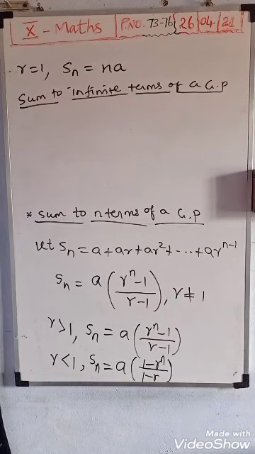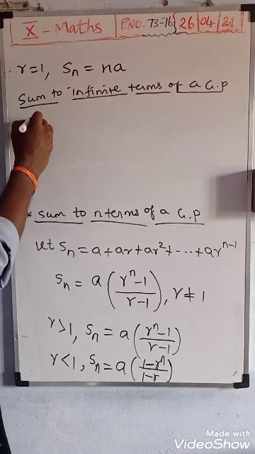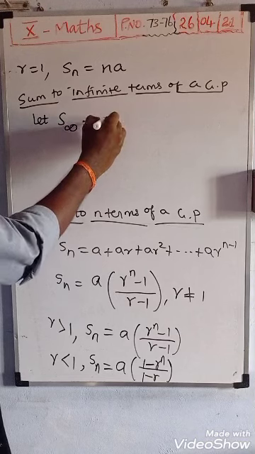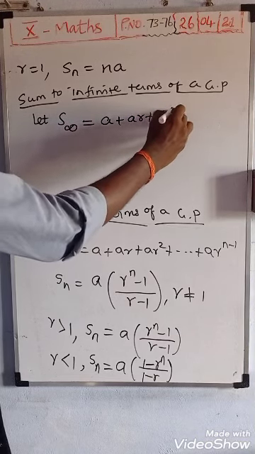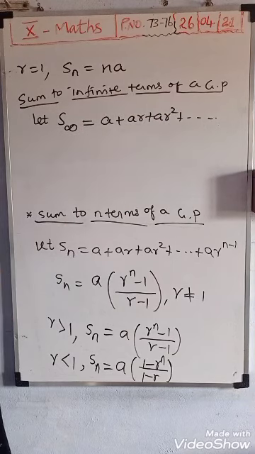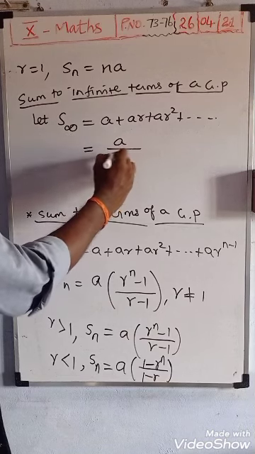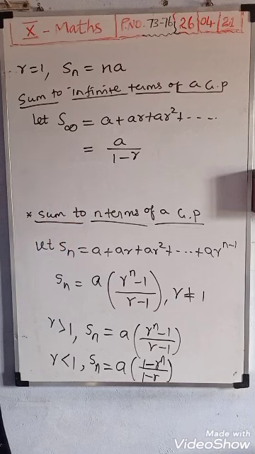Suppose up to infinity terms we are adding, the sum to infinite terms of a GP, that is geometric progression. Let S infinity, up to infinity terms you are adding, mean a plus ar plus ar squared plus, up to etc., it will go on. So if you add up to infinite terms, S infinity, what is the formula? It is a divided by 1 minus r. This is the formula.